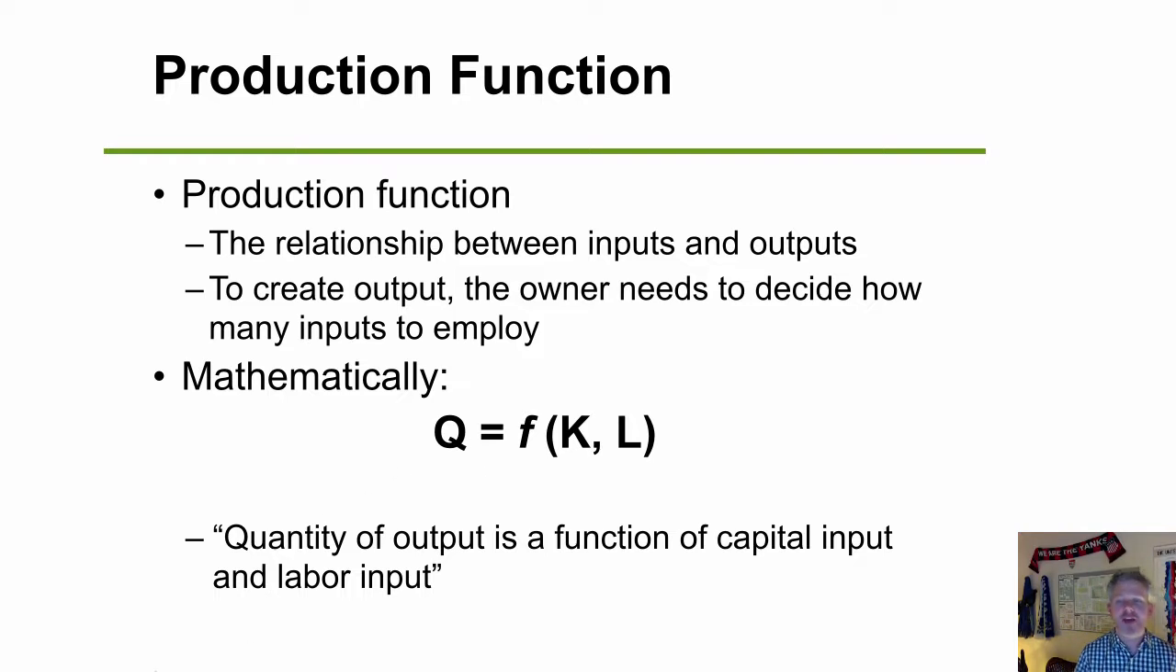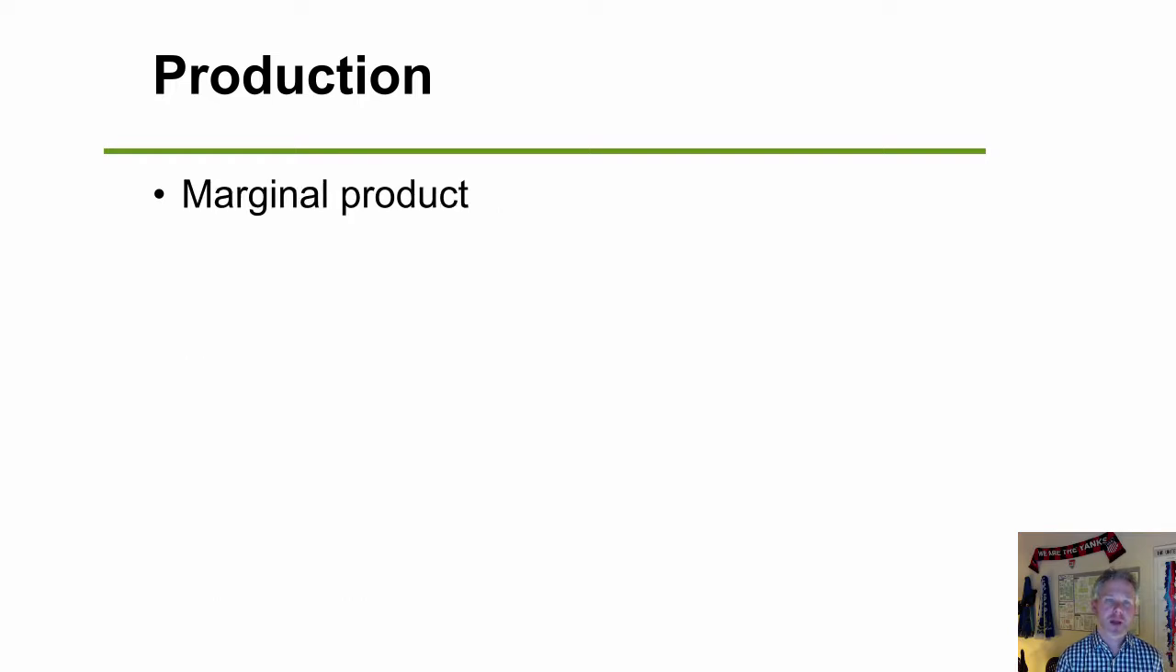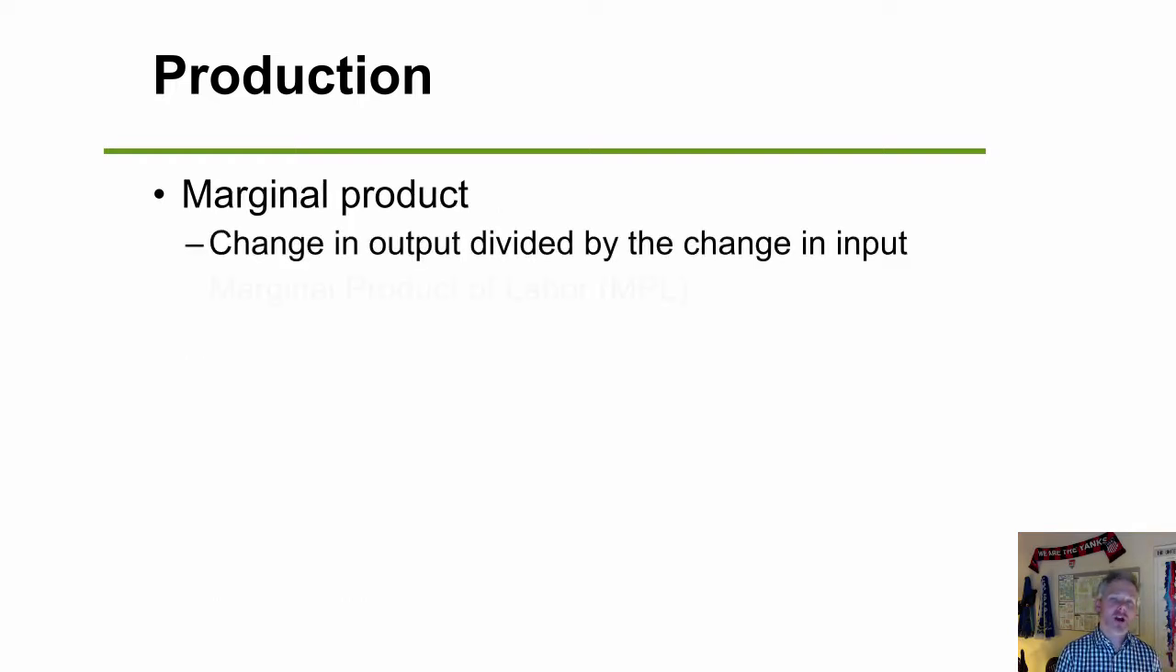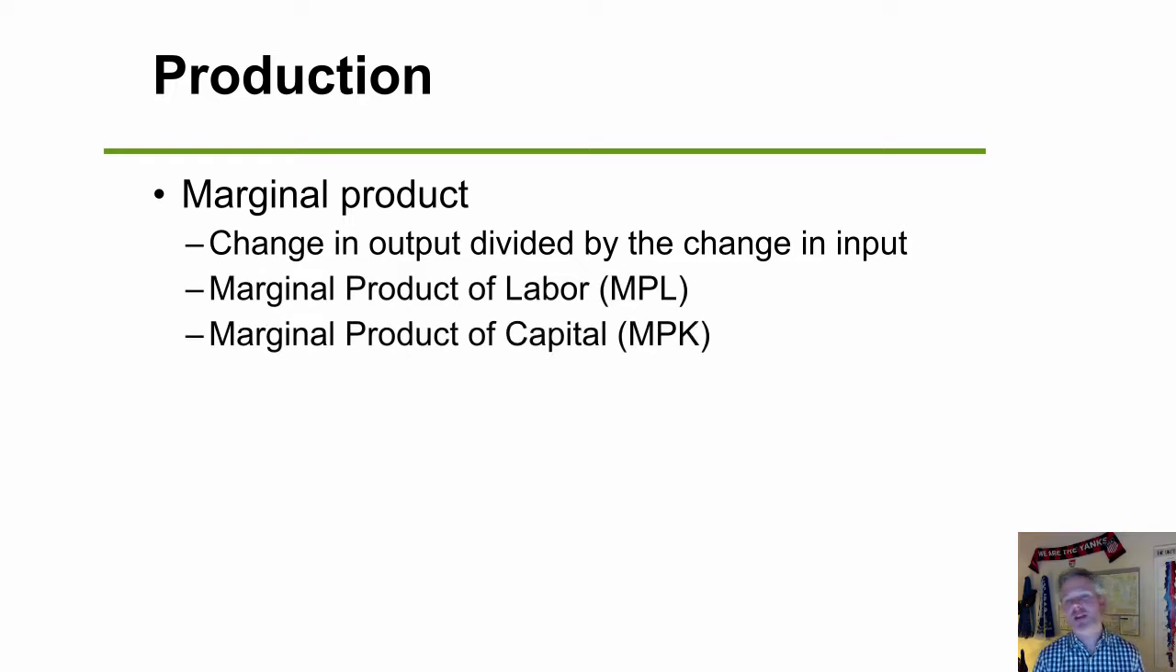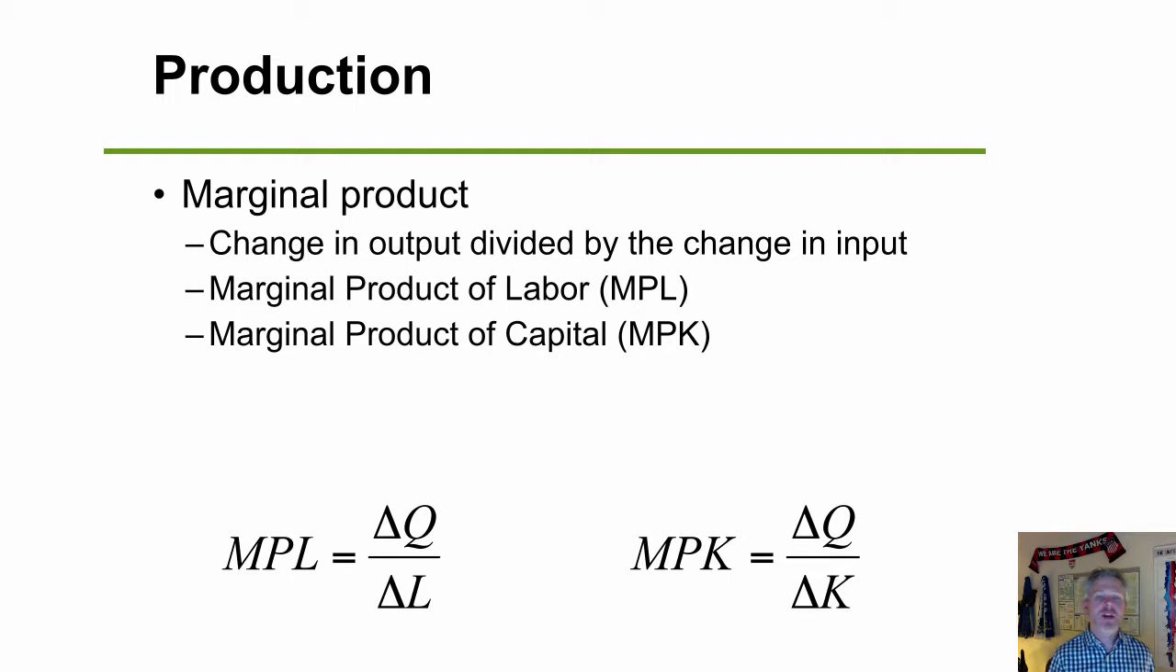All right. So quantity of output is a function of capital input and labor input. So the marginal product of a firm is going to be the change in output divided by the change in input. So we have two different marginal products: the marginal product of labor and the marginal product of capital. So they look like this.